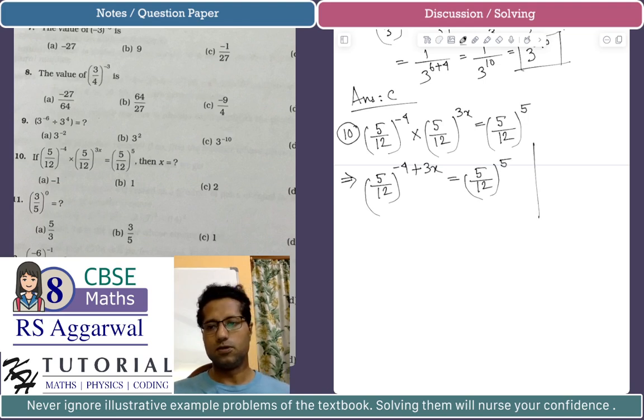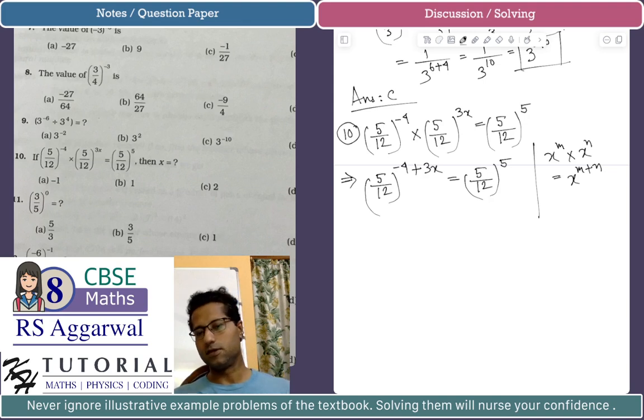So the concept applied is x to the power m multiplied by x to the power n is equal to x to the power m plus n. Now we see on both sides LHS and RHS are both exponential numbers where the base is same. Base is 5 by 12. So we can equate the powers.